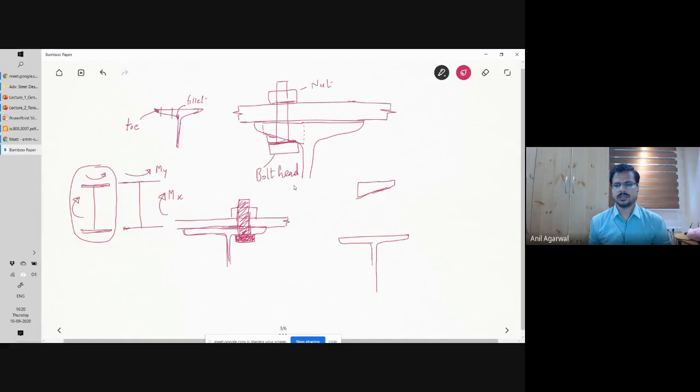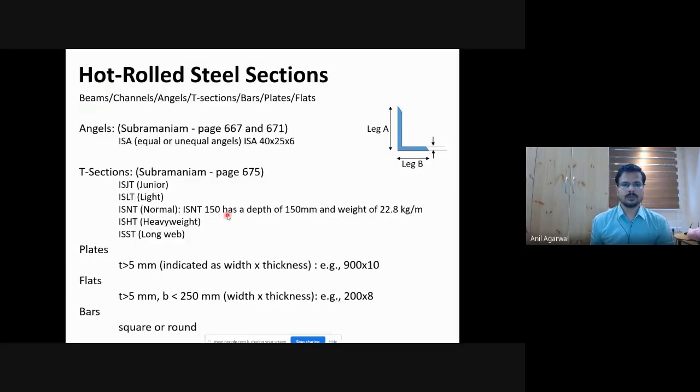Just like in any I section, you have a thinner web and thicker flange.